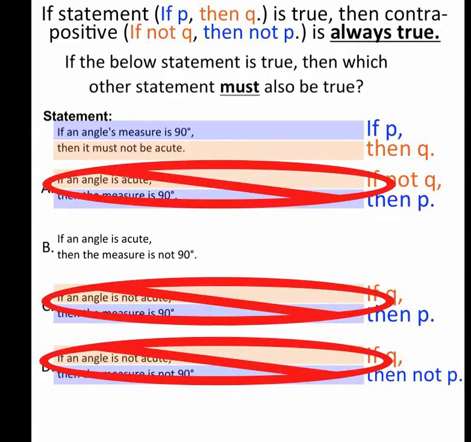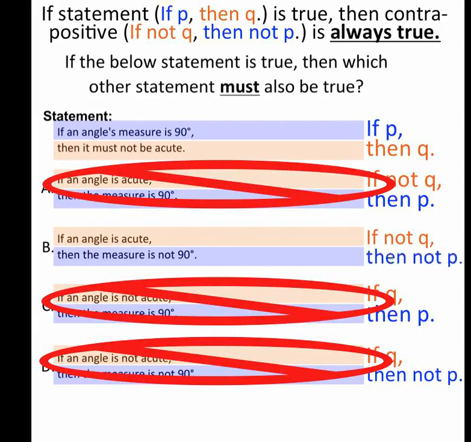But if I finally look at B, if an angle is acute, that is, if not Q, then the measure is not 90 degrees. Then not P. If not Q, then not P. That is my contrapositive. So the answer is B, because I know if the original statement is true, then its contrapositive must also be true.